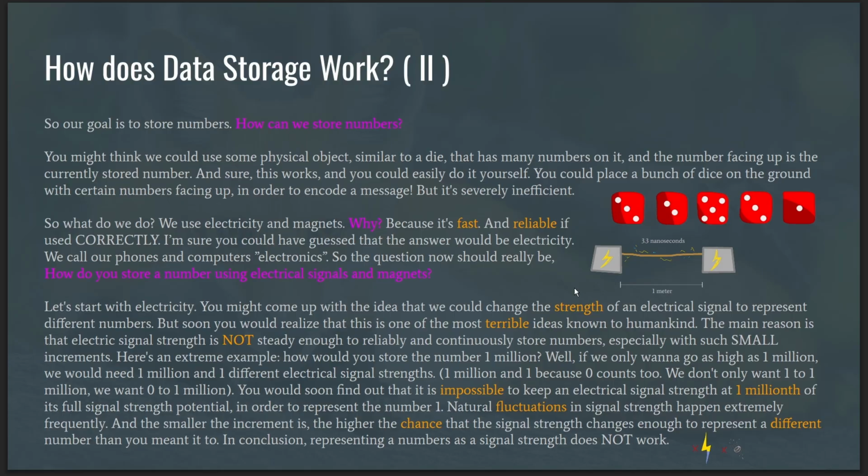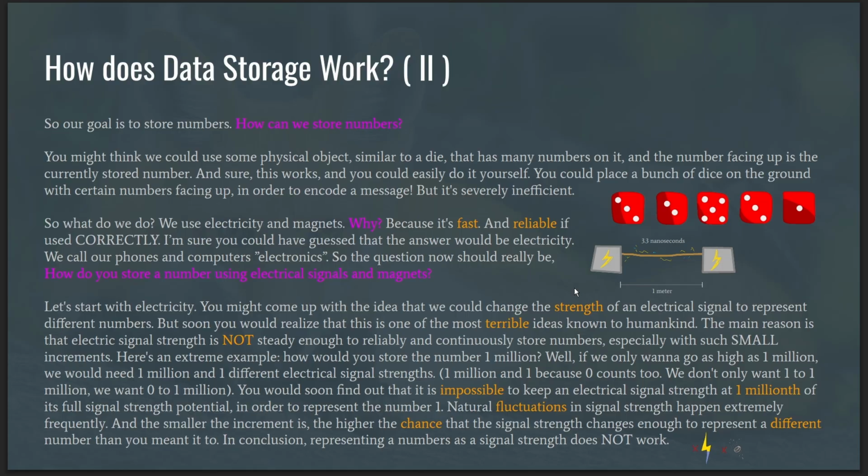How would you store the number 1 million? Well, if we only want to go as high as 1 million, then we would need 1,000,001 different electrical signal strengths. 1,000,001 because 0 counts as well. We don't only want 1 to 1 million, we want 0 to 1 million. So you have to count that.